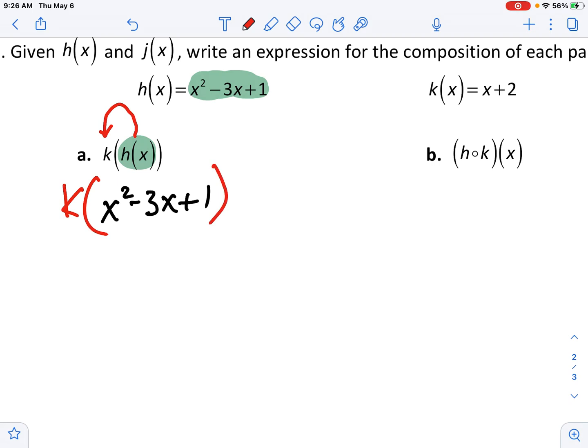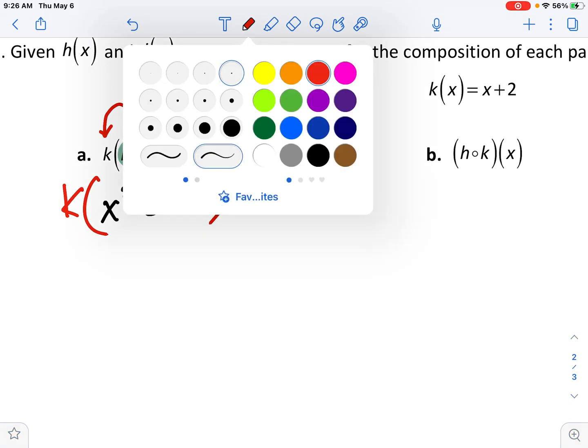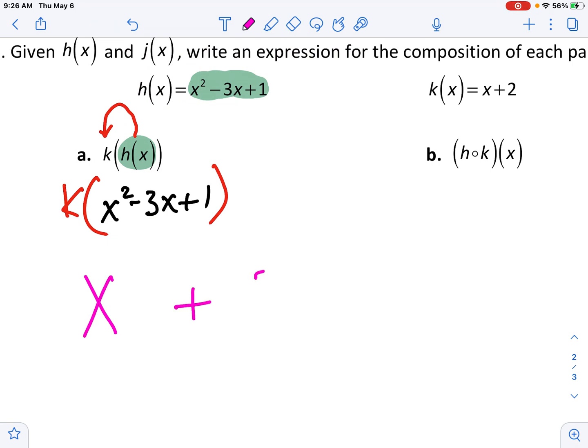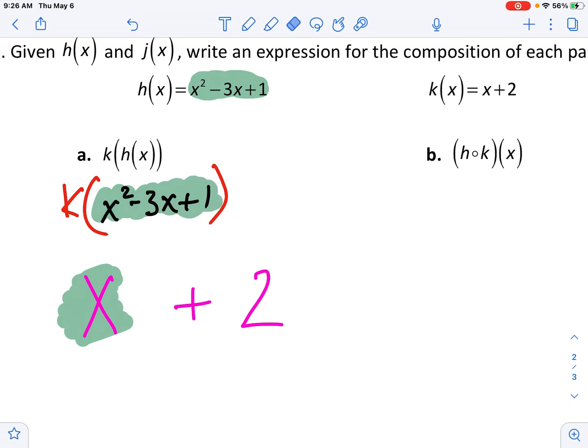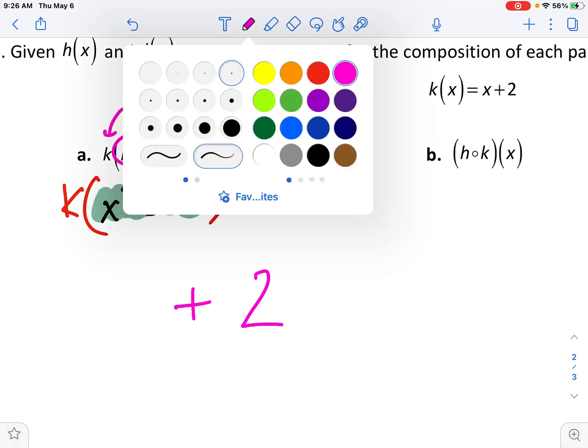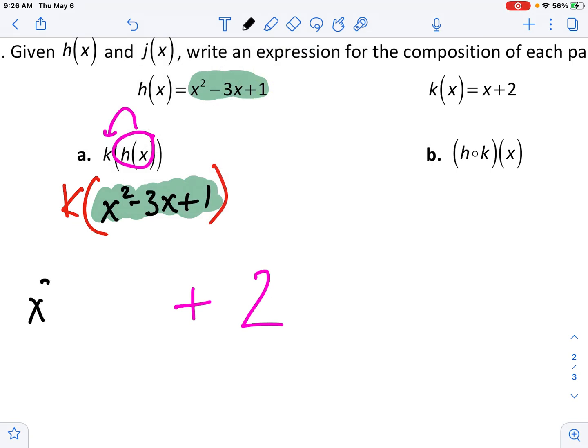What does that mean? That means I take the k function, which is this function right here, x plus 2, big on purpose, and instead of the x, I plug in the input of x squared minus 3x plus 1, right? I'm plugging all of h of x in for k in the x's that exist in k. So instead of this x value here, I have to plug in this entire thing, x squared minus 3x plus 1, instead of the x. Still have a plus 2 at the end. I'm just replacing the x with what x is supposed to be, the input.